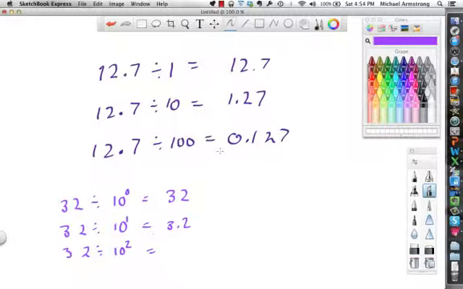Okay, 32 divided by 10 to the second power, we move it over 1 more place, 0.32. Okay, that works pretty good. That's just how it goes.